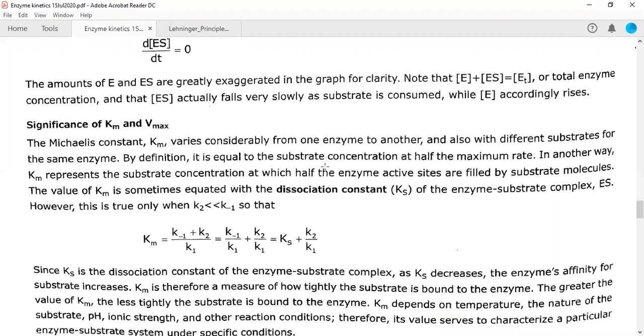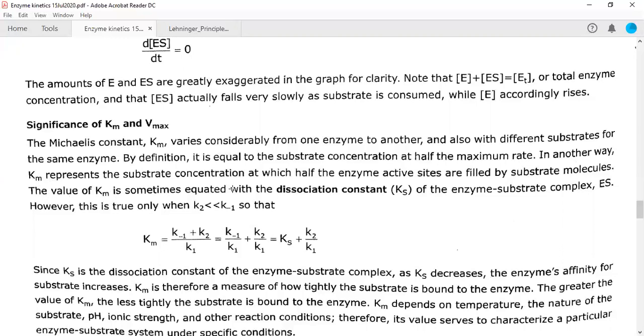Up to here, we all are able to understand that Km is the substrate concentration. I also told you, by deriving this equation, at which the rate of reaction is half of V maximum, meaning the reaction is at half of the maximal velocity. In another way, Km represents the substrate concentration at which half of the enzyme active sites are occupied by substrate molecules. So you can define it either way.